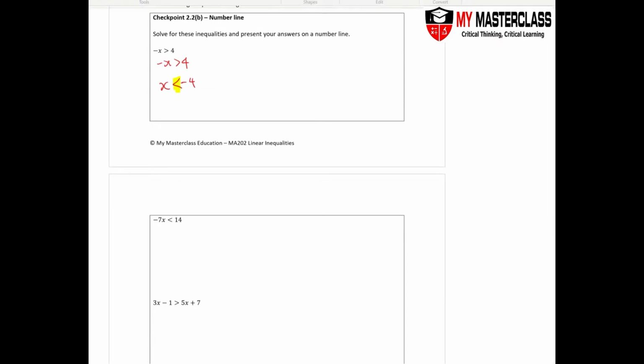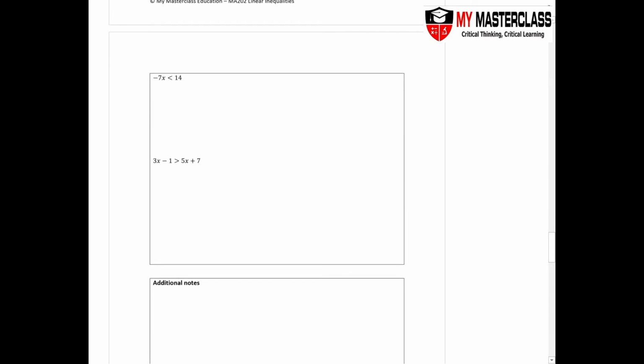In this case, let's stick to the current situation. You have 0 over here, negative 4 over here, correct? So numbers that are smaller than negative 4, you have your arrows here. Note that I didn't shade my point over here because there is no equal sign, so no shaded circle. All's good.